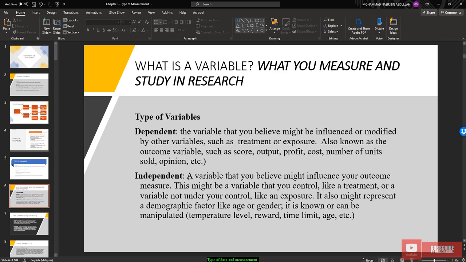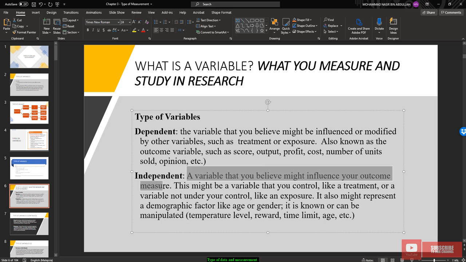So independent variable is a variable that you believe might influence your outcome measure. This might be a variable that you control, like treatment, or a variable not under control, like exposure. It also might represent a demographic factor like age or gender. It's also known or can be manipulated, such as temperature level, reward, time limit, age, etc.